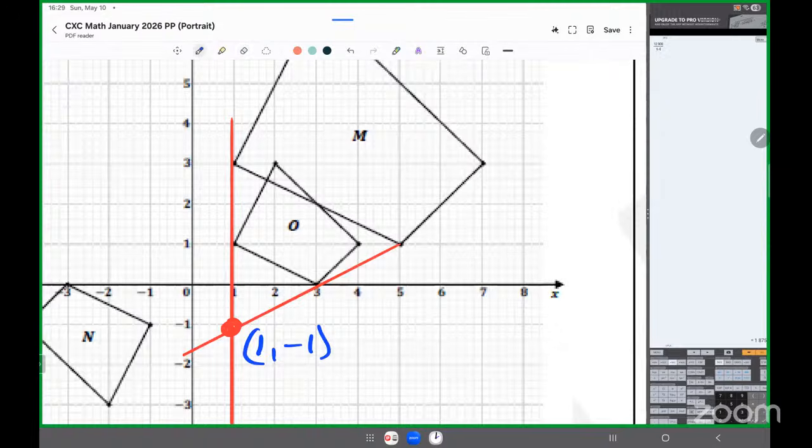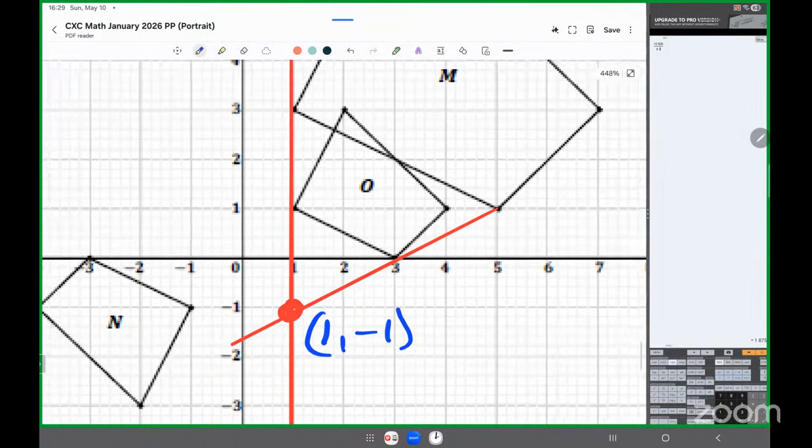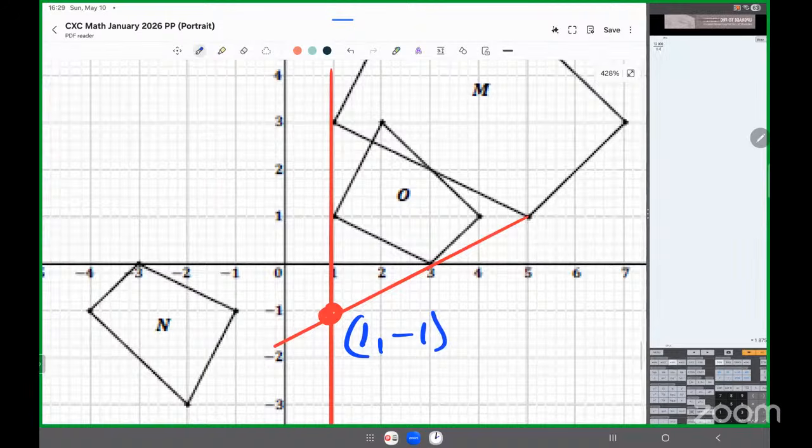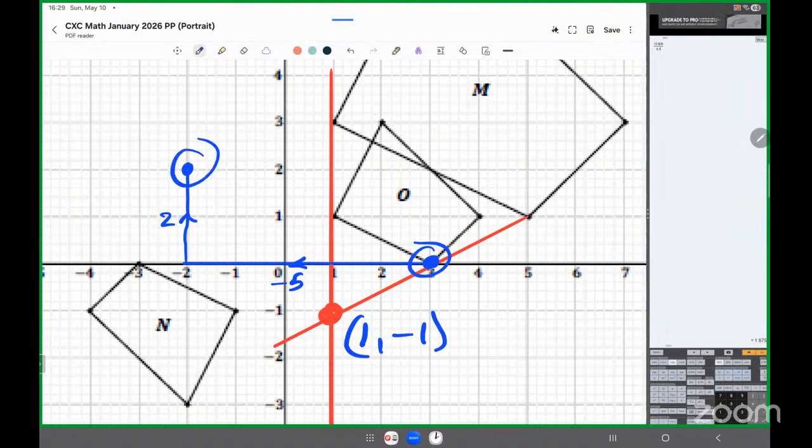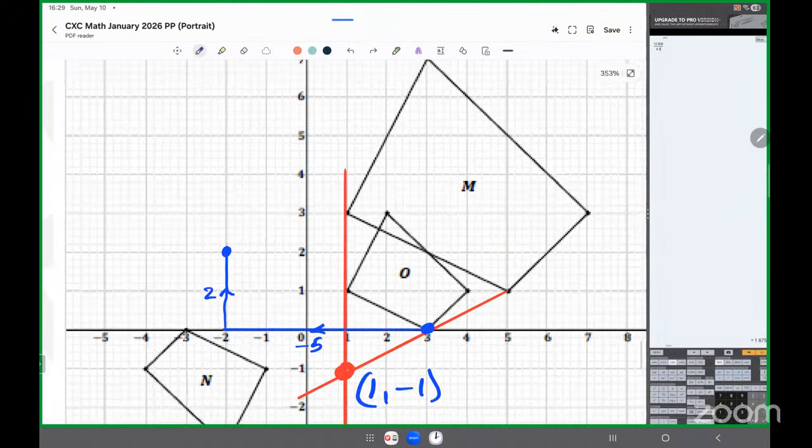Let's do it. 5 to the left, 2 up. So we're going to do this point. Just move this point and then draw the same shape around that point. 5 to the left, 2 up. 1, 2, 3, 4, 5 to the left, 2 up. 1, 2 to here. That's 5 to the left and 2 up. This point coming to here, and you're going to draw the same shape of O around this point.